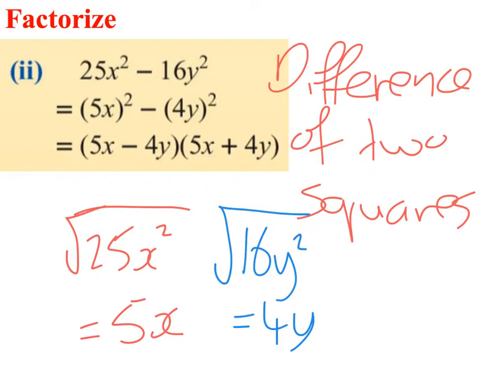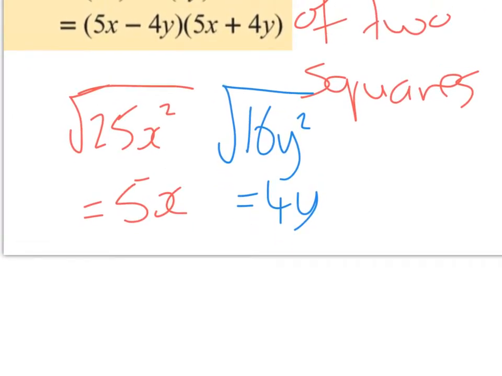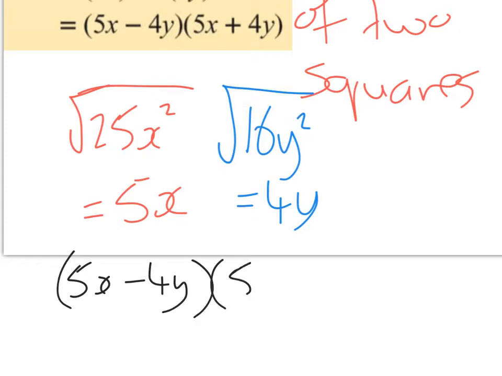So we can check if our answer is right. Once we're asked to factorize, our answer is the two sets of brackets. But we can check are we right by taking the two sets of brackets and multiplying them out again. And we should get back to what we started with. So we have 5x minus 4y multiplied by 5x plus 4y.